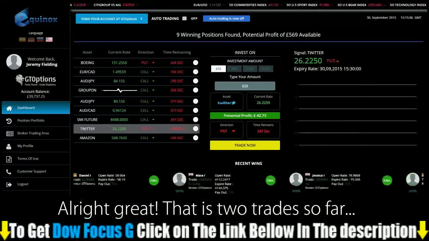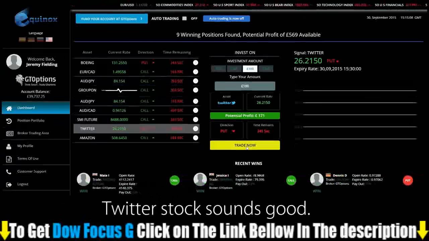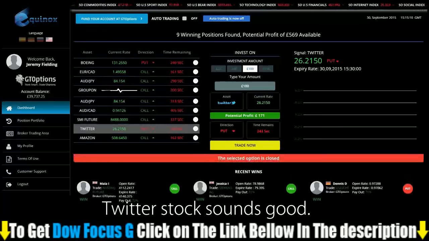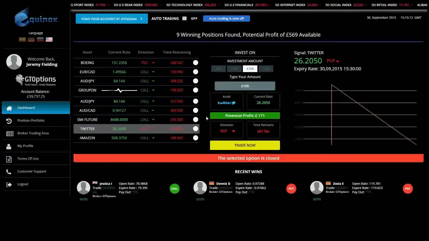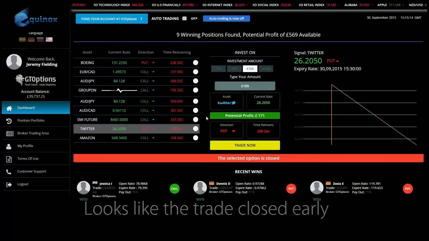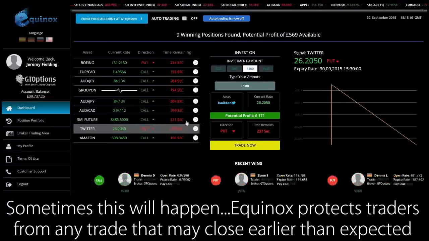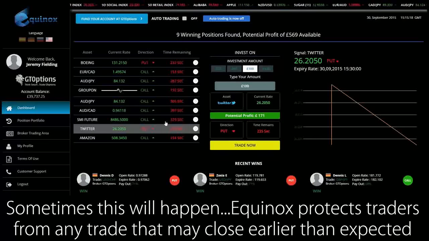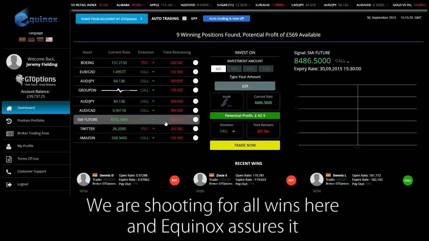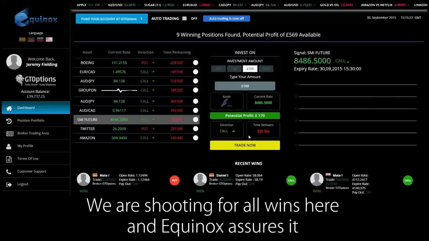Let's make about three more. Twitter stock sounds good. Let's mix it up a bit and put 100 pounds on it. Oh, looks like the trade closed early. Sometimes this will happen. Equinox protects traders from any trade that may close earlier than expected. We're shooting for all wins here, and Equinox assures it.